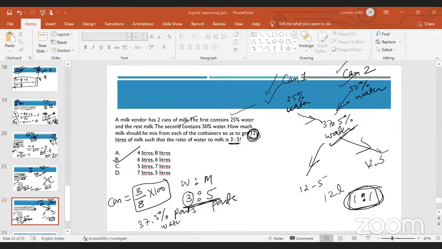Ujja, you have to read the question. I'm not teaching you English here. You have to read the question. What is the question saying? The first container, the second container, how much milk should he mix from each of the containers? It is written in the question that you are mixing these two. You have to read the question yourself. You are mixing these two to get the third one.